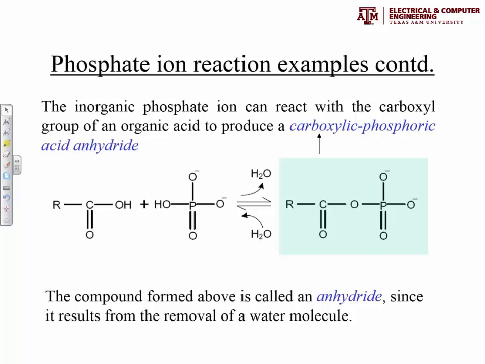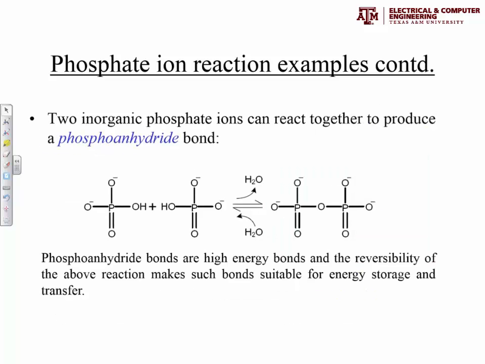But the real important example that I was talking about is when two phosphate ions link up with each other. Two inorganic phosphate ions can react together to produce a phosphoanhydride bond. So you have one inorganic phosphate ion and another inorganic phosphate ion. Between these two hydroxyl groups, you eliminate a molecule of water. You can see OH, OH, you're just left with that O, and you form a high energy linkage. This is called a phosphoanhydride bond between these two phosphates.